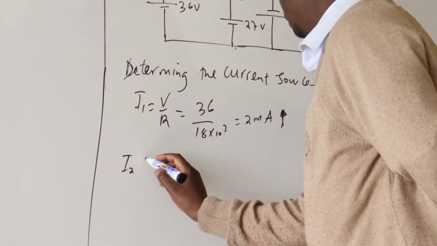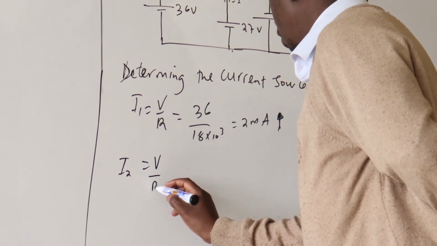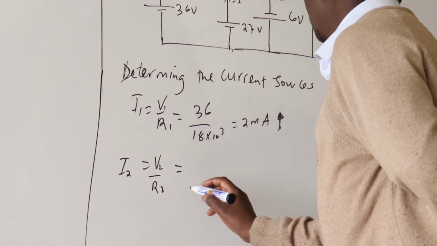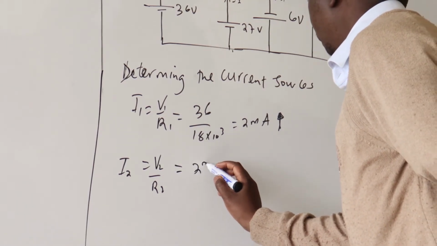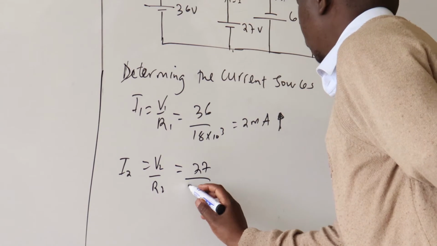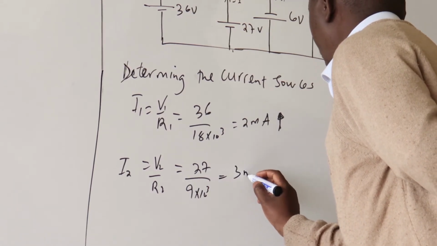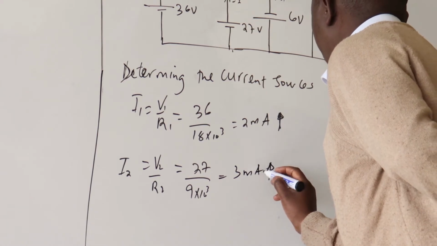The direction of I2 is supposed to be V over R. This is V2 over R2. This is V1 over R1. Then we shall have 27 over R2, which is 9 times 10 power 3. We shall have this as 3 milliamps, also facing up.